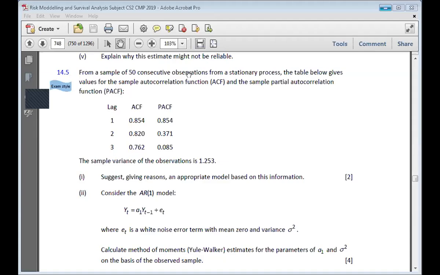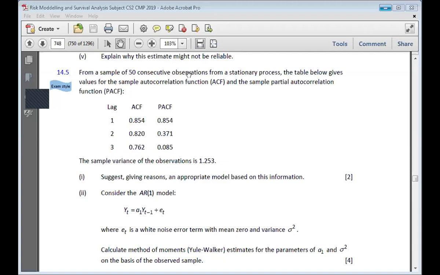So did anyone try the whole process? I'm getting the sigma square value as 0.1709. I think there's some mistake. So what was the expression for the variance you got for gamma 0? What did you get for gamma 0? Gamma 0 is equal to A1 square gamma 1 plus sigma square.